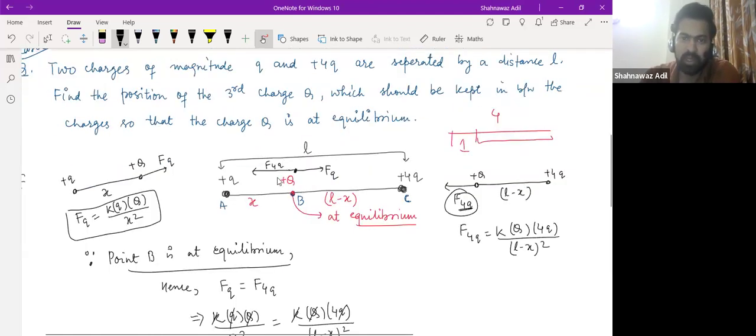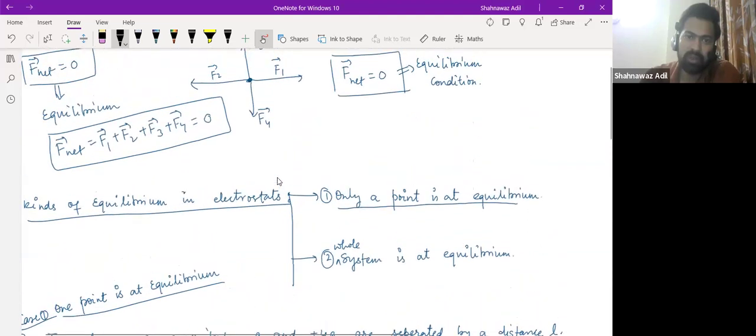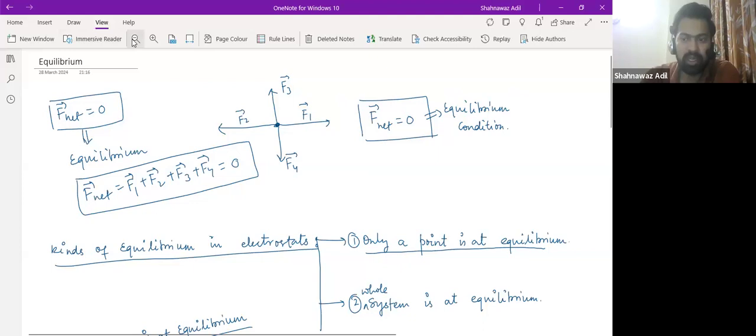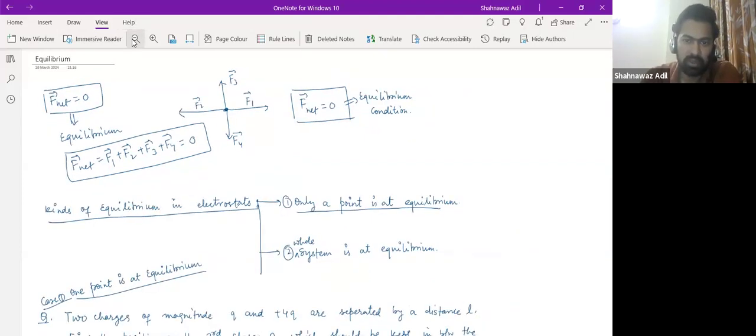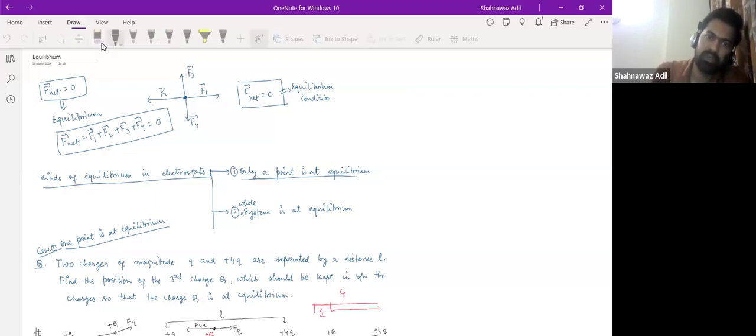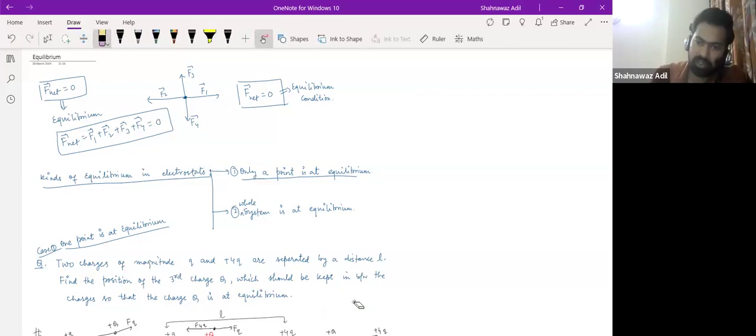Yes, sir. Okay, so please note down this part and then we will understand about equilibrium at multiple points, where the system is at equilibrium. So that part we'll talk about. But before we do that, please note down this part. Okay, sir. And whenever you want me to scroll down the screen, please tell me. Okay, sir.